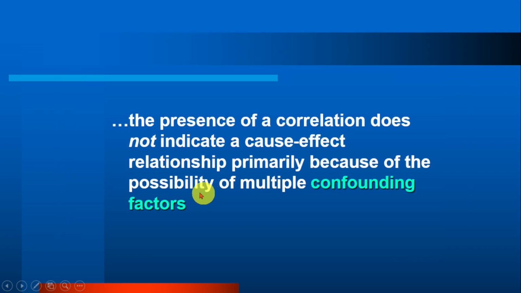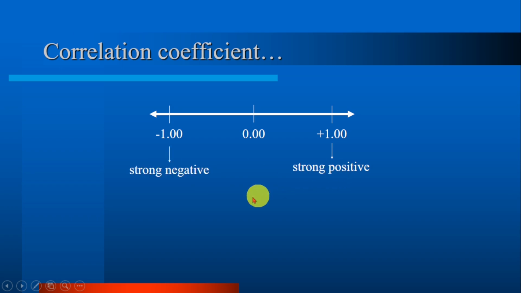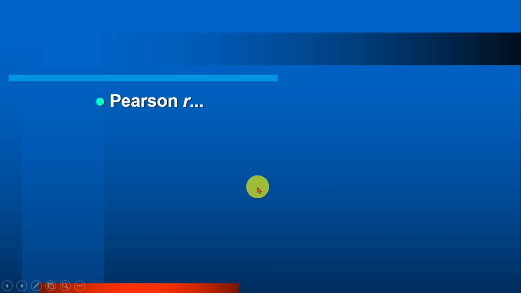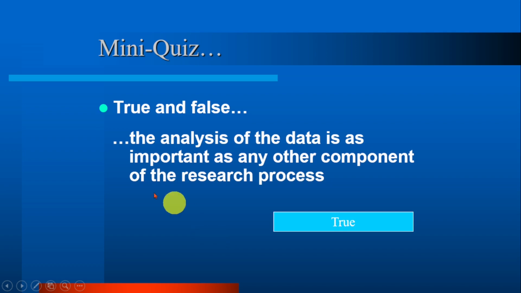Next, a correlation does not indicate a cause-effect relationship, primarily because of the possibility of confounding factors. The correlation coefficient ranges from 0 to +1 and -1, meaning strong positive correlation, strong negative correlation, and no correlation. Spearman is a measure of correlation used for rank-order data. Pearson is a measure of correlation used for data of interval or ratio scales and assumes that the relation between the variables being correlated is linear. True or false.